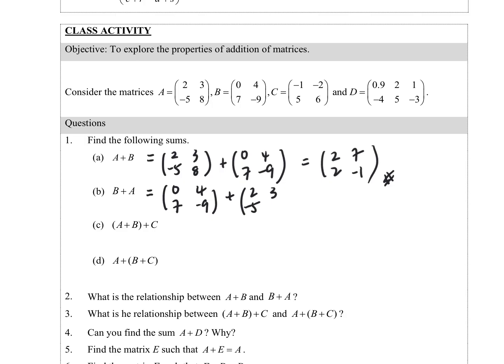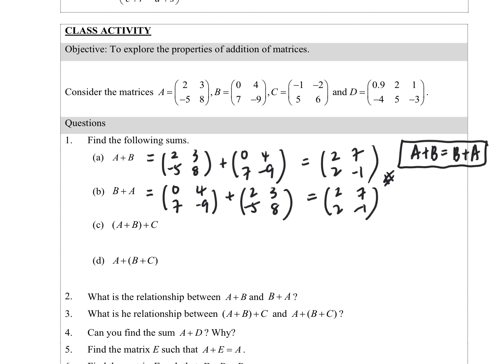Okay, if I swap the order, you will realize that you still get the same answer. Whether it's A plus B or B plus A, it will be the same. So this is what they are trying to tell you. They will be equivalent. Okay? Then when you add A, B already, which you already found your answer from, and then now they say add it to C.